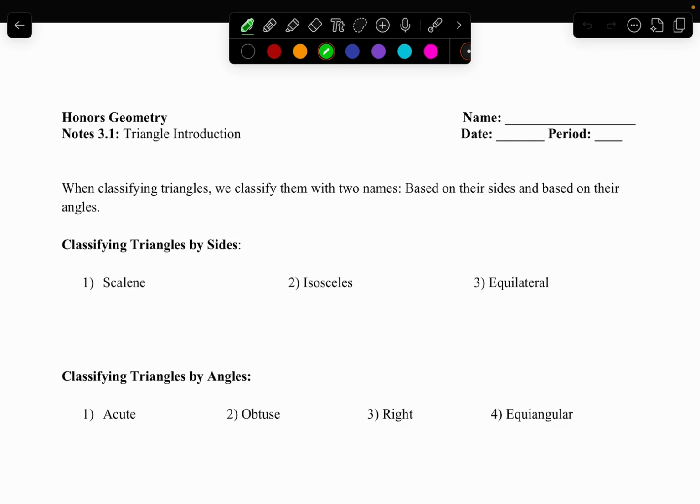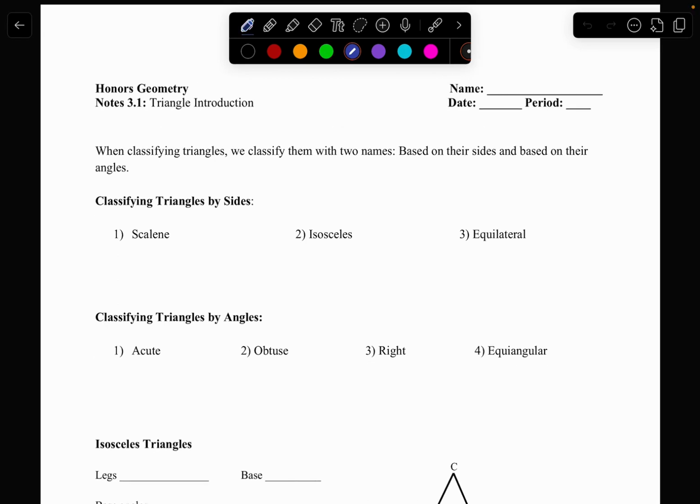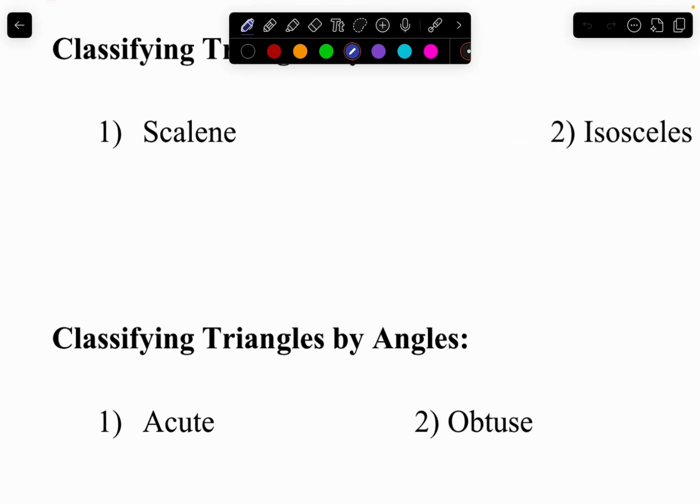So what we're going to talk about today are the different types of triangles that you're going to see. When we classify triangles, we classify them with two names, based on their sides and then based on their angles. Think of it like a first name and a last name. The first way that we can classify triangles is by the value of their sides. And we have three options. We either have a scalene, an isosceles, or an equilateral triangle.